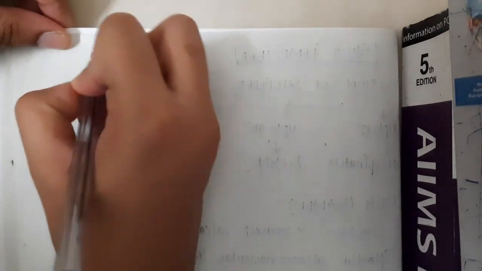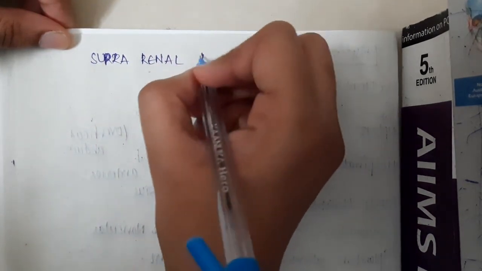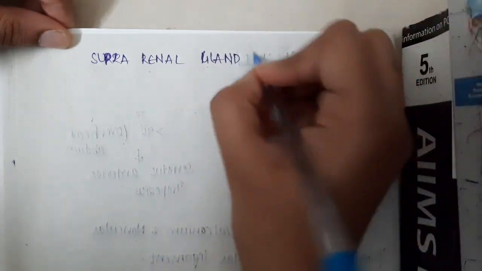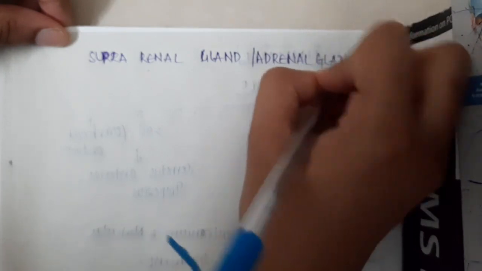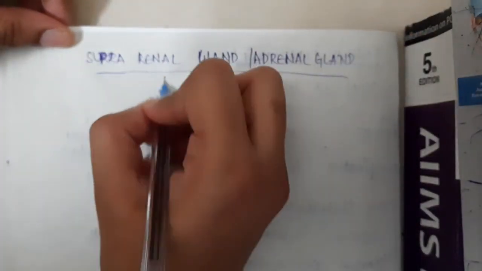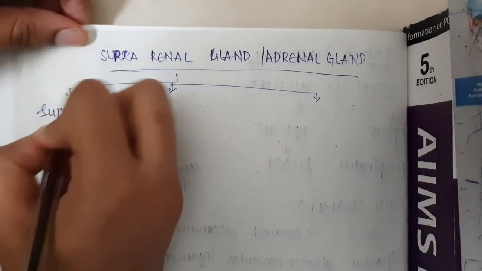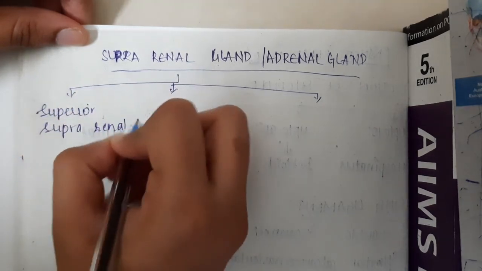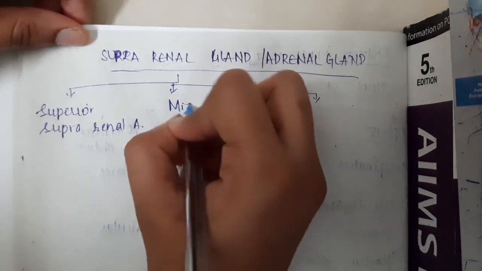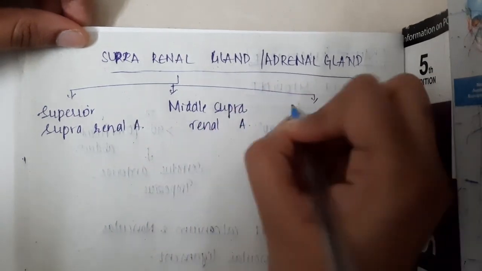The next important thing, which has been asked many times, is about the suprarenal gland. What is the suprarenal gland? It is also called the adrenal gland. The blood supply of the suprarenal or adrenal gland has been asked many times. It is mainly supplied by three different arteries: the superior suprarenal artery, the middle suprarenal artery, and the inferior suprarenal artery.